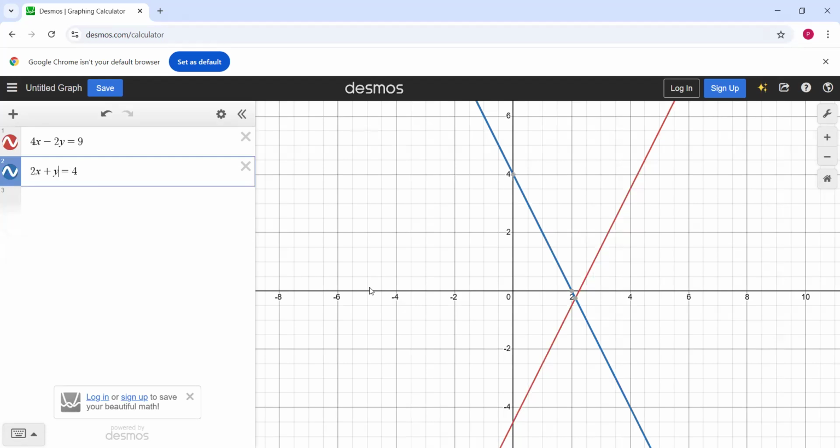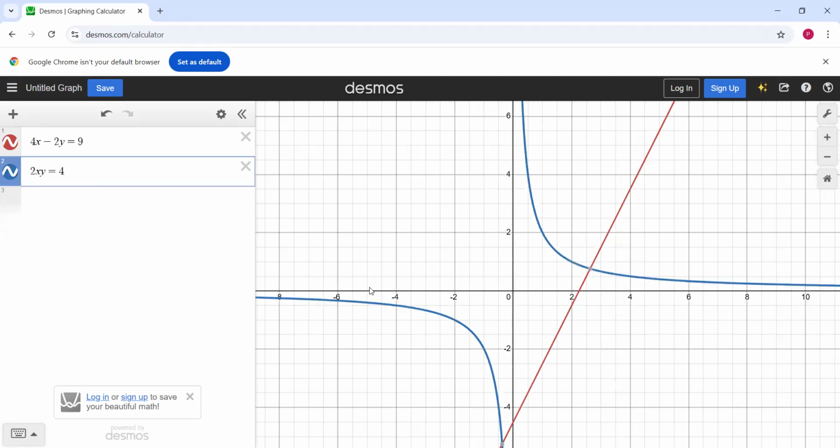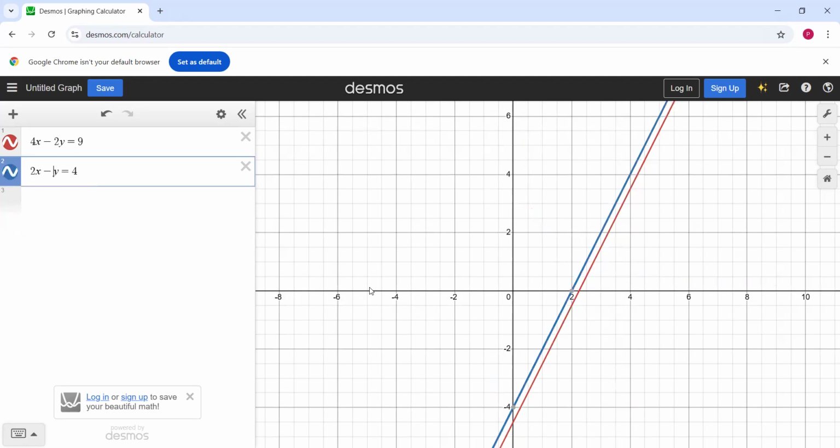But assuming we had 2x minus y equals 4, I think that could have worked. They would have been parallel to each other, but with 2x plus y equals 4, they're not parallel to each other. So this is just something you can use to practice.